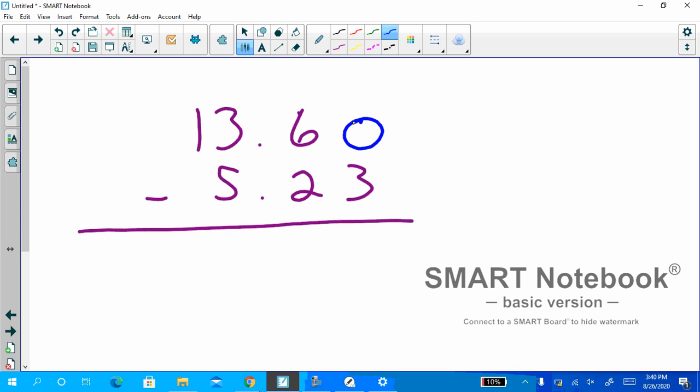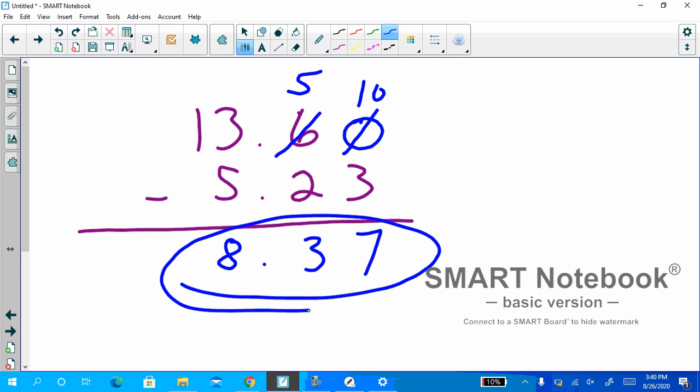We have to regroup. So we borrow 1 from the 6, and that turns that 0 into a 10. 10 minus 3, 5 minus 2, bring down your decimal, and then 13 minus 5 is 8. So just wanted to remind us, what if there's not a digit above a number and we're subtracting?